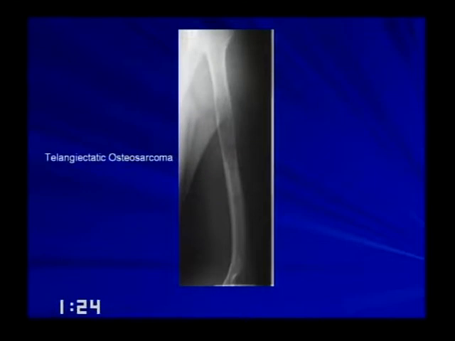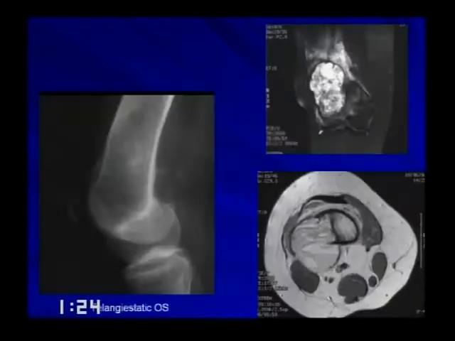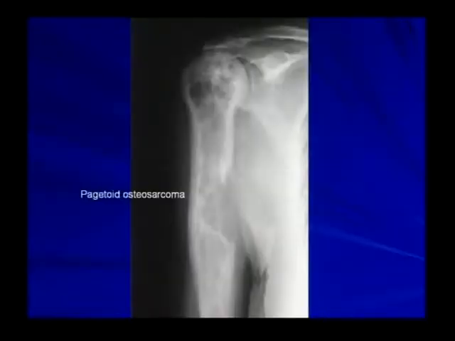Telangiectatic, remember I said it's ugly. It's very aggressive. You usually do not see any sort of mineralization in it. It looks purely lytic, but it does respond well to chemo. Sometimes these lesions have fluid levels in them. Okay, so that's sort of typical in a very aggressive lesion with a blood-filled cyst in it. Now, what about this patient?